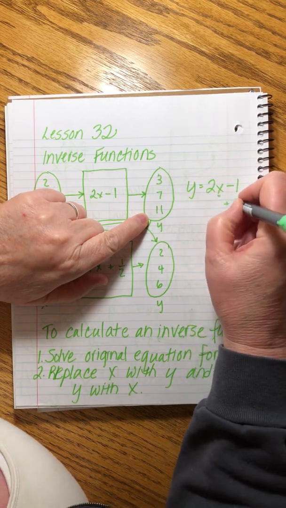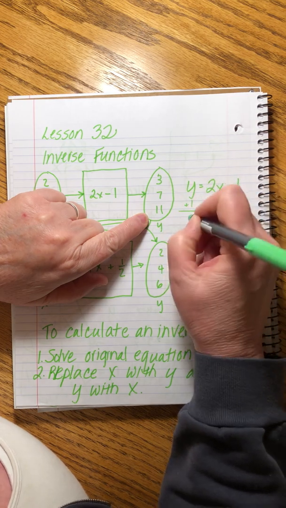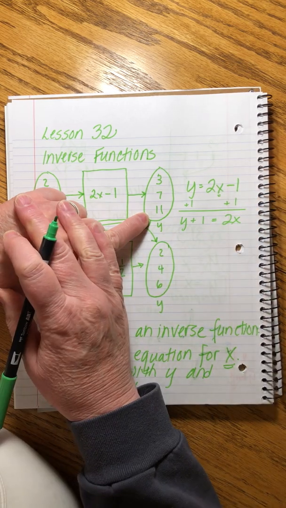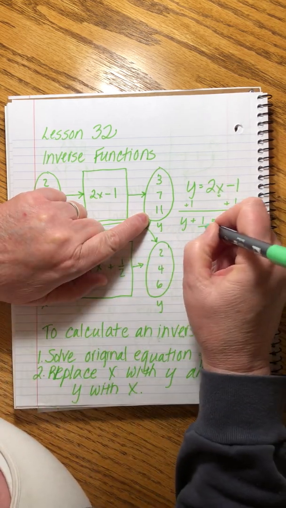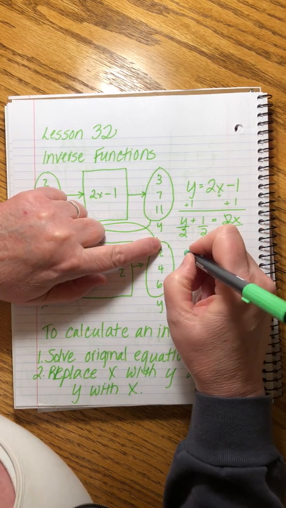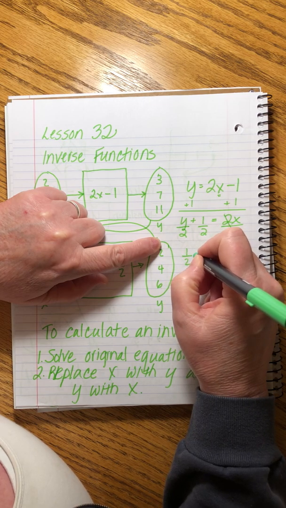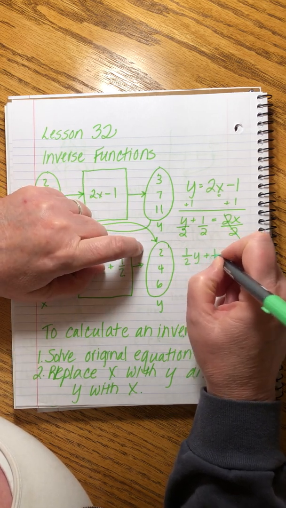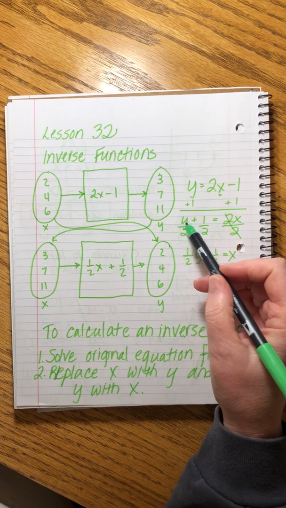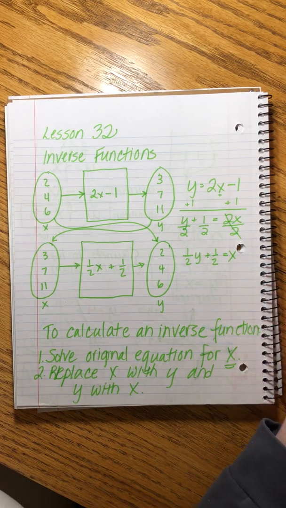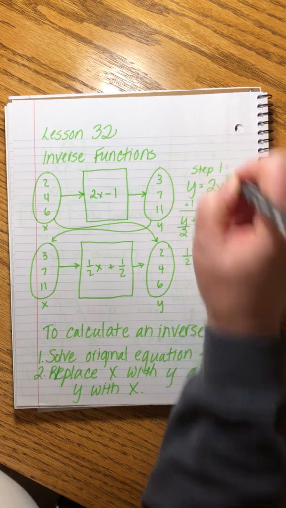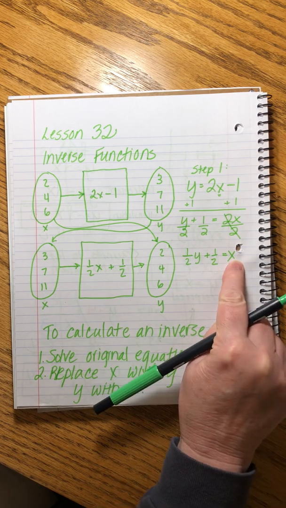So let's start by adding 1 to both sides. And we'll get y plus 1 equals 2x. And then we'll divide everything by 2. And another way to write that is 1/2 y plus 1/2 equals x, right? I just kind of separated the fraction from the letter here. That's the same, and there's my plain x. That's step 1. Right? We solved the original equation for x. So x is by itself.